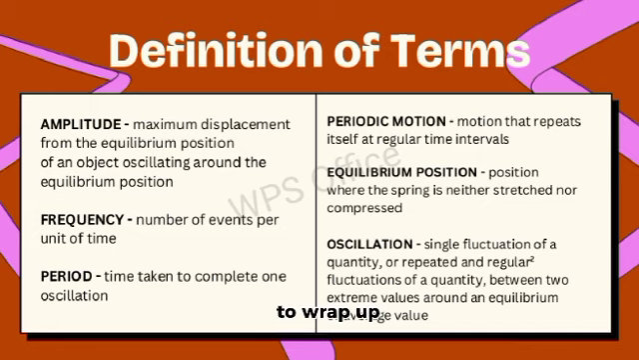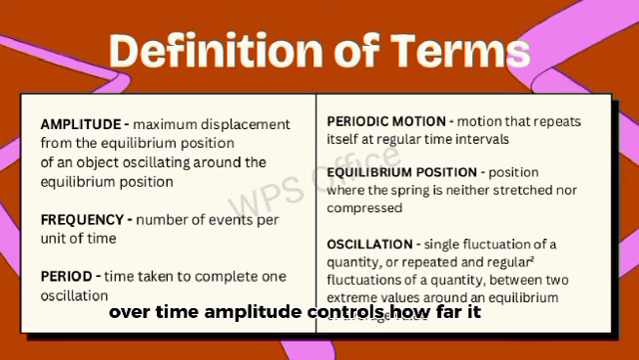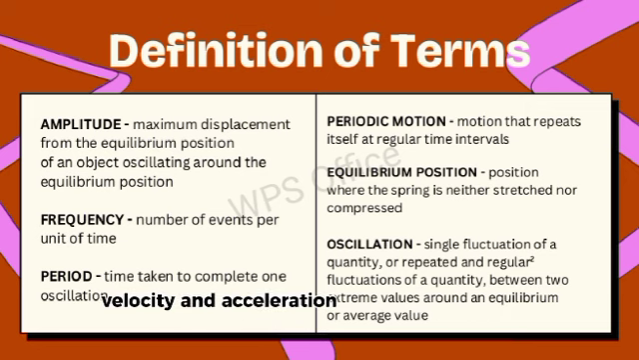To wrap up, an oscillating system shows how motion repeats over time. Amplitude controls how far it moves, frequency and period control how fast it moves, and displacement, velocity, and acceleration show how the motion changes. All these quantities are connected and follow a smooth, repeating pattern.